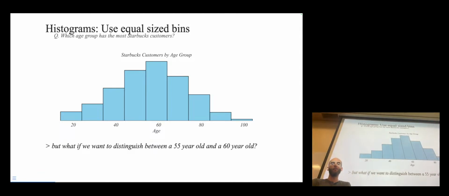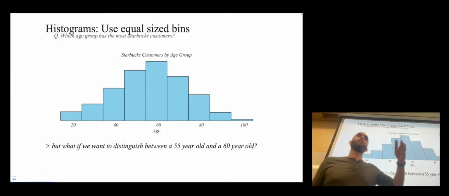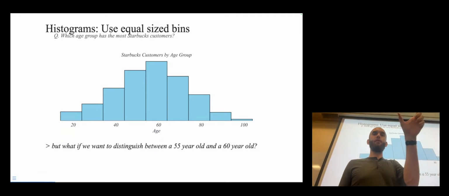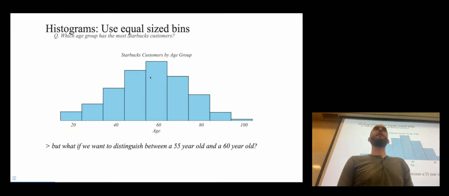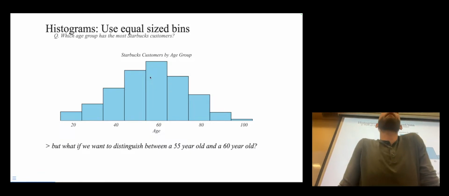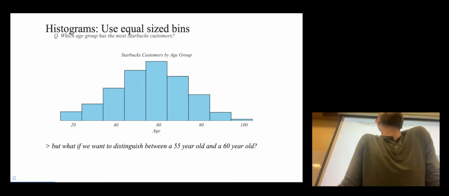Like this question. If we want to distinguish between these two different age groups, this data set, or this visualization, is not very good at answering that question, right? The bin covers both 55 and 60-year-olds. So this bin does not distinguish between those two subgroups. Anyone know what we could do here? If we were interested in distinguishing between these groups, what might we do?